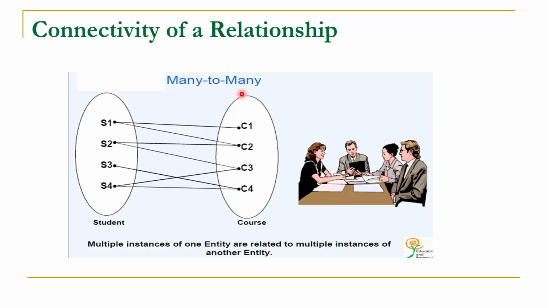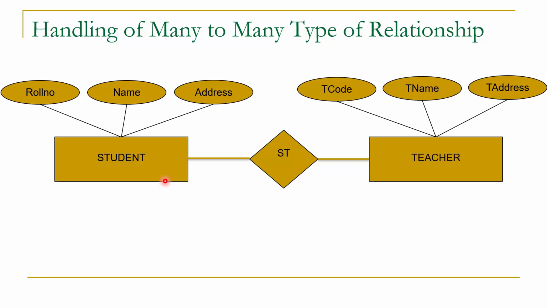In this session we are going to discuss the process of conversion of ER diagram to table for a many-to-many kind of relationship. In order to understand this process, let us consider this ER diagram. Here we have two entity sets: one is student and another is teacher. Student has three attributes: roll number, name and address. Teacher also has three attributes: teacher code, teacher name and teacher address.